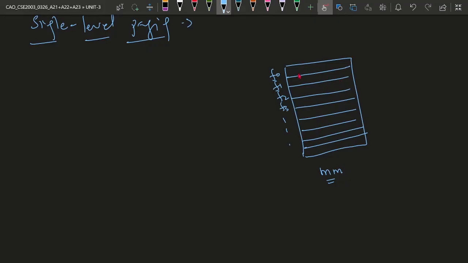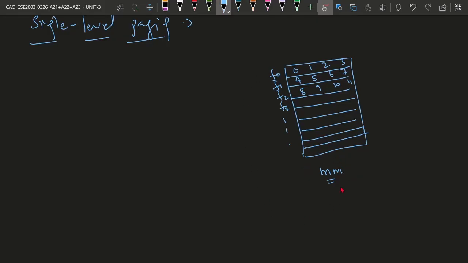Suppose one frame is storing 4 bytes: 0, 1, 2, 3. Then frame 1 will be storing 4, 5, 6, and 7. Frame 2 will be storing 8, 9, 10, 11. These are the byte numbers that it will be storing. So the main memory will be having a physical address.